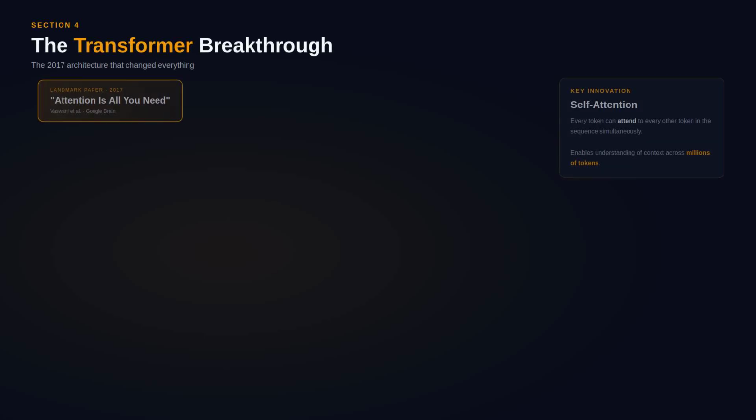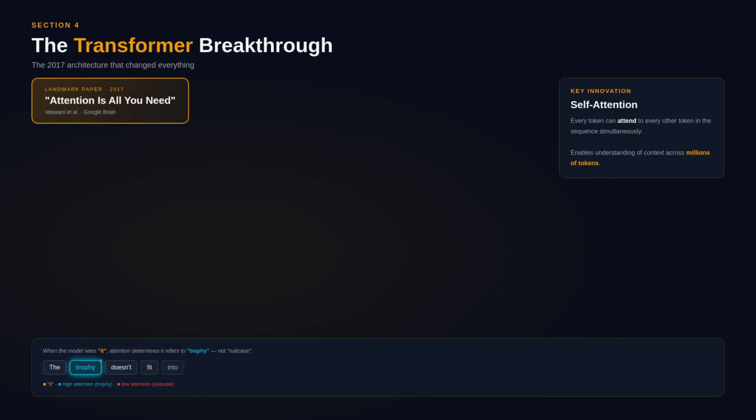In 2017, researchers introduced the transformer architecture. This changed everything. The key innovation was attention. Attention allows every token to look at every other token in the sequence. Consider the sentence: the trophy doesn't fit into the suitcase because it is too large. When the model sees the word it, attention helps determine that it refers to the trophy, not the suitcase. This mechanism enables modern LLMs to maintain context across thousands, or even millions, of tokens.